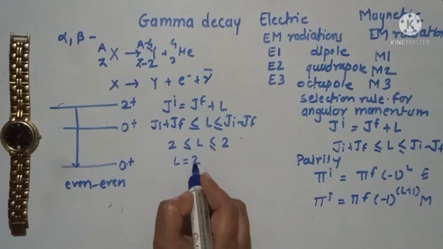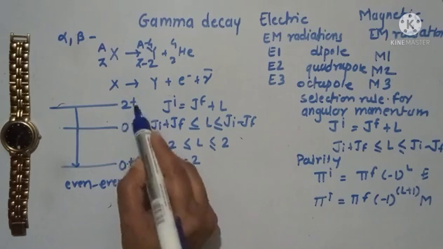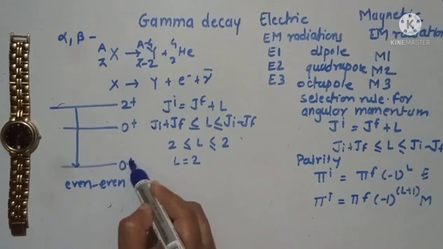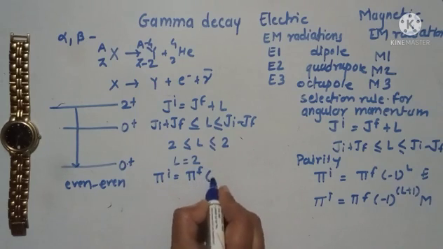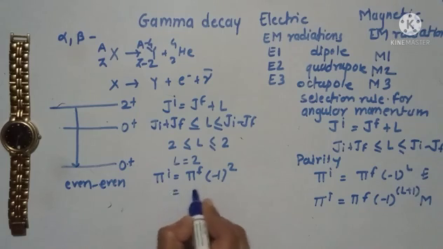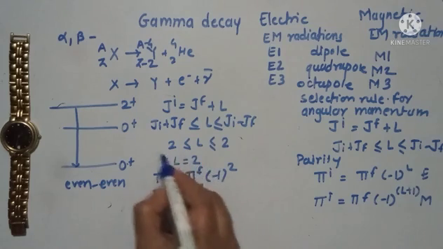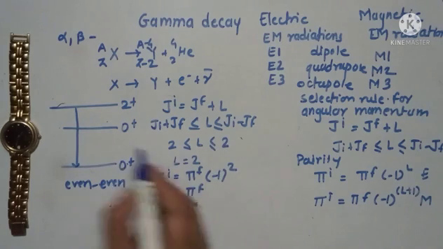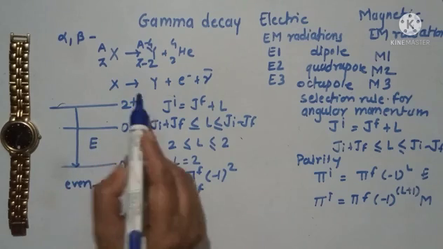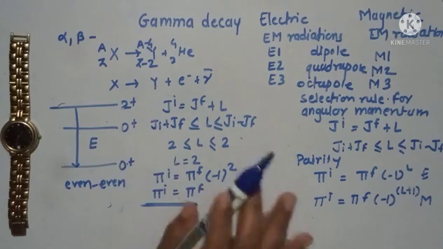So if this L is equal to 2, let us see what the parity is. Parity is not changing over here. Here also parity is positive, here also parity is positive. So pi I is equal to pi f times (-1) raised to 2, so pi I is equal to pi f. So the parity selection rule is valid and the angular momentum selection rule is also valid. Therefore, there is a possibility of the nucleus de-exciting from the 2 plus to 0 plus, but the magnetic radiation is not possible.